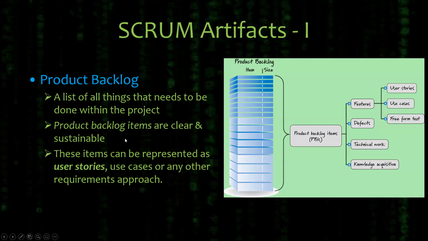So the product backlog items have to be clear and actionable, right? You should know exactly what this means. It has to be very clear so that you can implement it. That's why with user stories and use cases, rather than free-form text, it's easier to have some sketches and specific requirements, which makes things easier in the implementation. Okay.